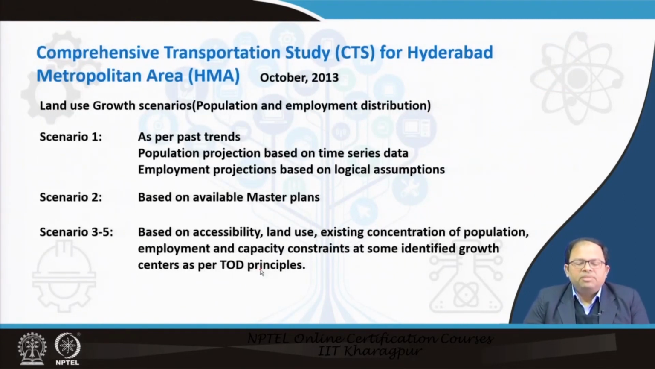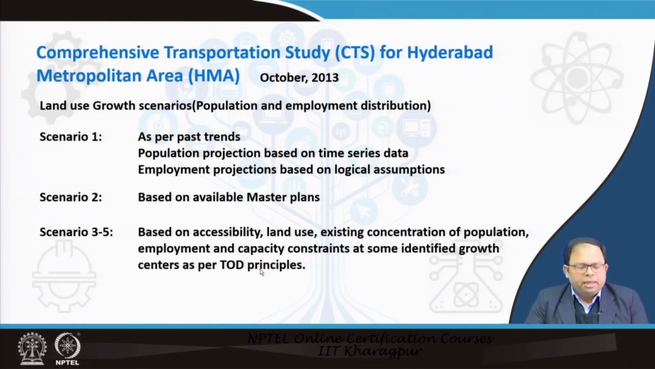Now the comprehensive transportation study for the Hyderabad metropolitan area, for which we have shared the TAZs, is an example where land use growth scenarios have been estimated, and population and employment distribution has been done as per the land use growth scenarios. Different scenarios have been constructed. In scenario 1, it is done as per past trends. Population projection has been based on time series data, and employment projection has been based on certain logical assumptions.